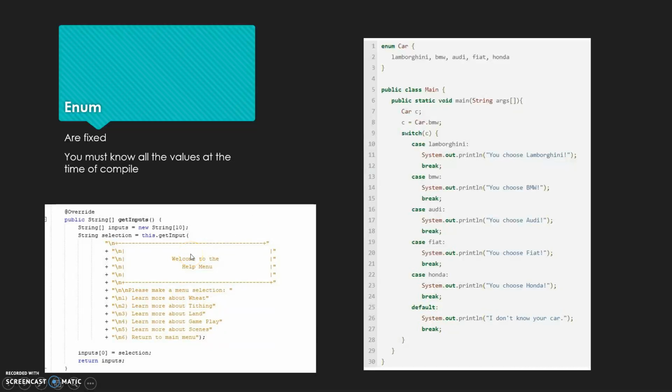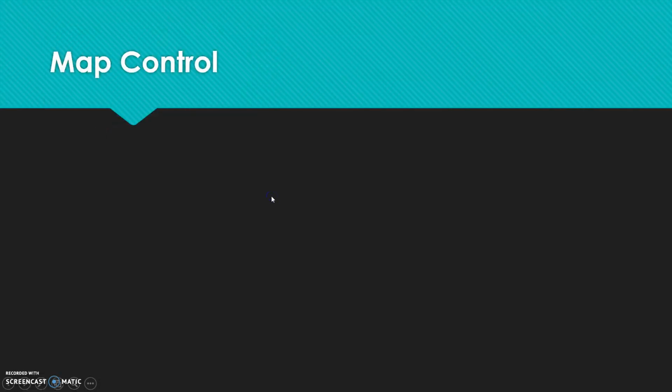We could have actually used an enum when we got our get inputs. However, we did not. We used just a regular case statement, but it would have made sense to actually declare an enum and then go through and say, okay, enter number 1 to learn more about wheat, number 2 to learn more about tithing, etc. And we could have used an enum for that.